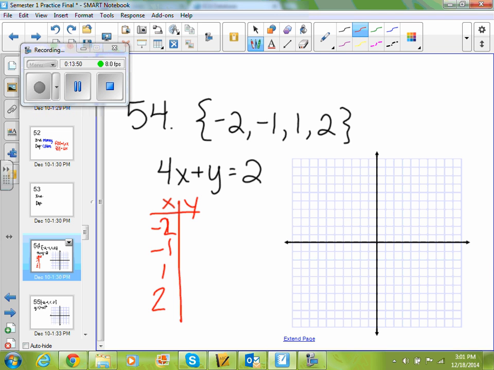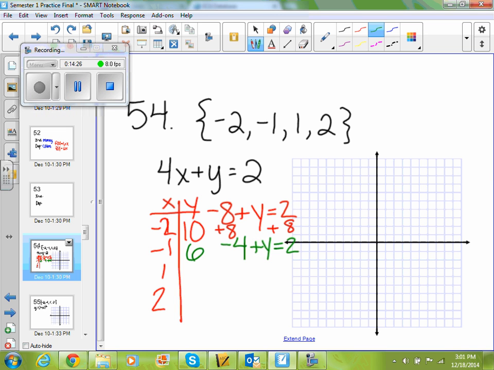So if I plug that in for x, what is 4 times -2? -8. So I get -8 plus y equals 2. So how do I solve that for y? Plus 8, plus 8. So what does y equal? So y is 10. Okay, if I plug in -1, 4 times -1 is -4. So -4 plus y equals 2. So what does y equal?